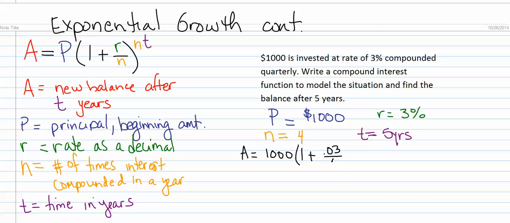The number of times I compound is 4. And my exponent takes the number of times that I compound and multiplies it by the number of years. So 4 times 5. If your money is in the bank for 5 years and it's compounded 4 times each year, then it's compounded 20 times. So really that exponent is the number of total times that your money gets compounded.